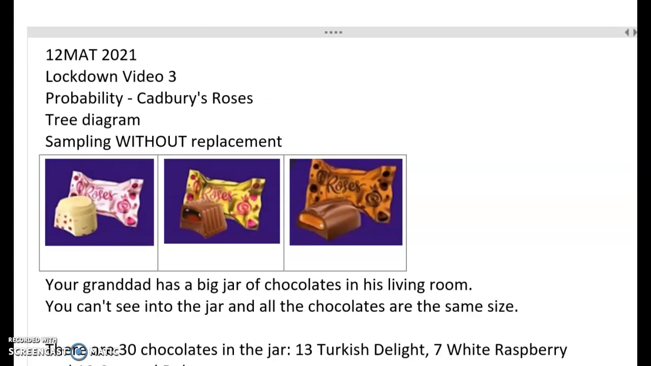This is the third lockdown probability video, and in this one I'm going to look at tree diagrams, but when we've got sampling without replacement. So if you're working out of the Walker workbook, these questions come up about halfway through the tree diagram questions, and there's one in there about grandma's lollies. So this question is a little bit the same, but I've changed it around.